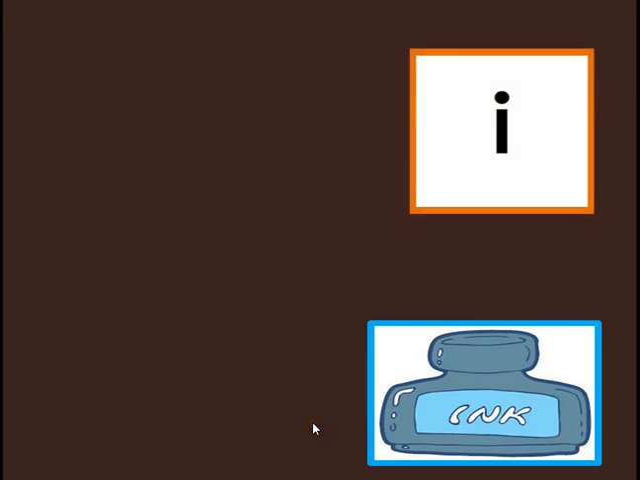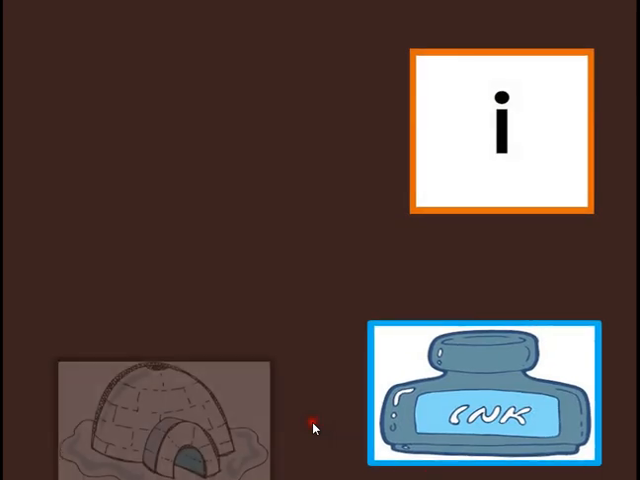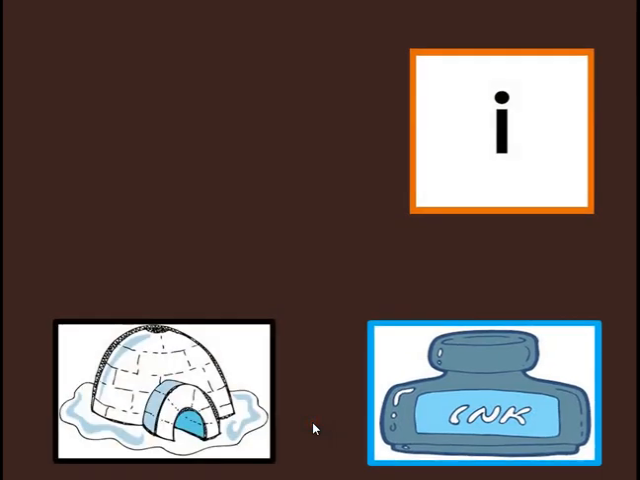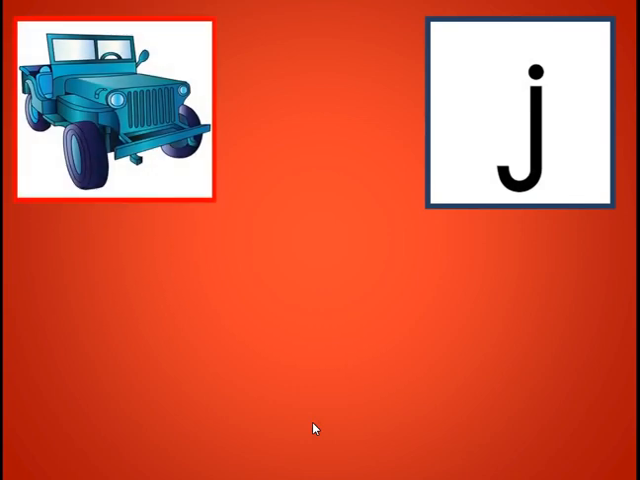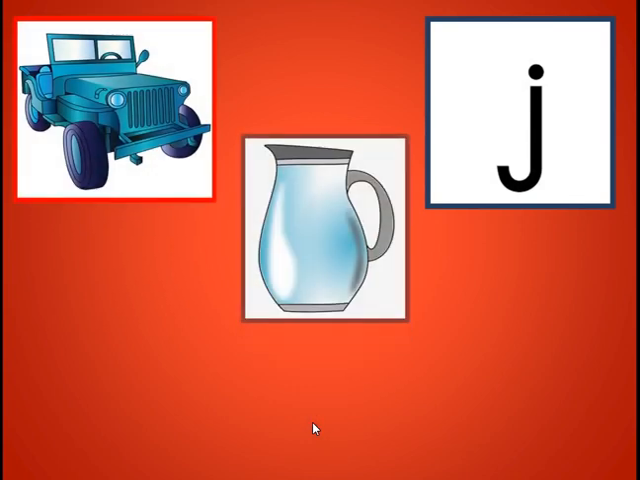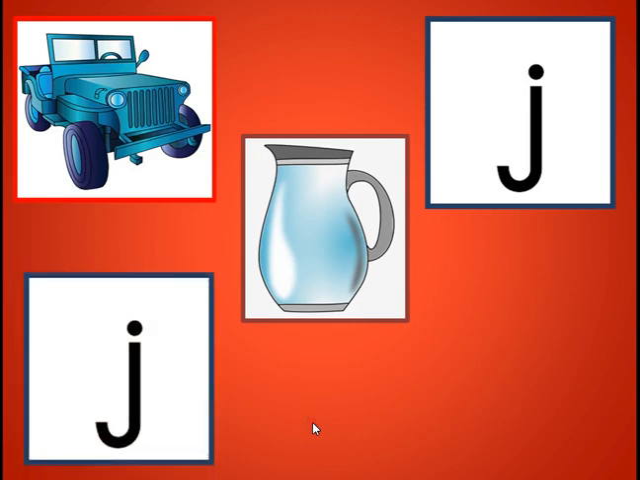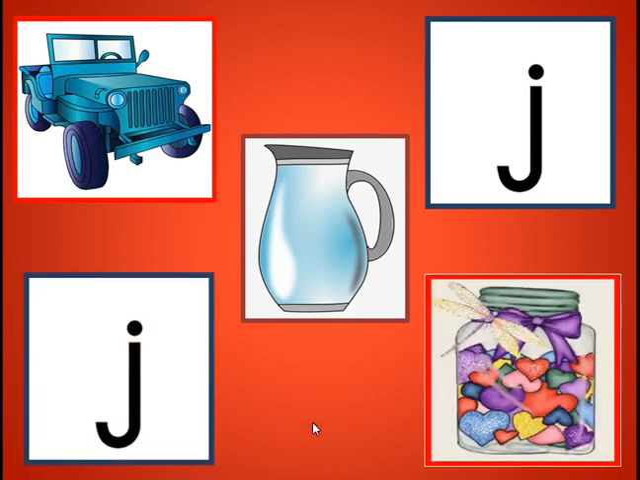I for ink, I for igloo, I for injection. This is the letter I. J. J jeep, J jug, J jar. This is the letter J.